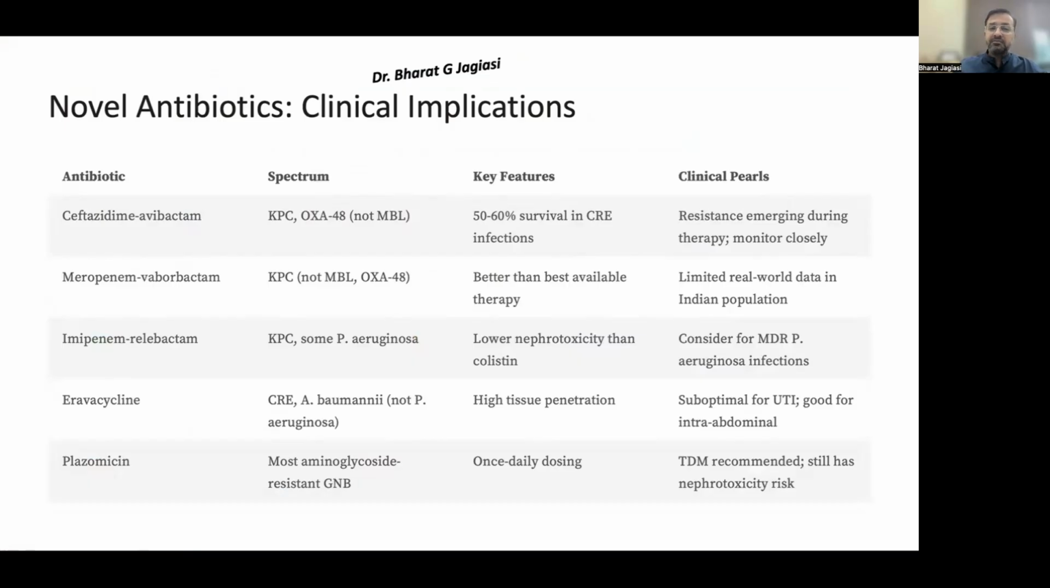Imipenem relebactam has a very good spectrum against KPCs, maybe against some Pseudomonas aeruginosa as well, and has lower nephrotoxicity as compared to colistin, and it can be very well considered for MDR Pseudomonas aeruginosa. Eravacycline is useful in CRAB and Acinetobacter, but not for Pseudomonas aeruginosa. Plazomicin works against most aminoglycoside resistant GNB, and the dosing is once a day.